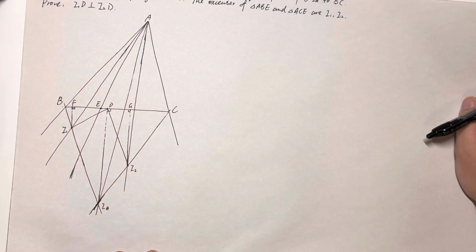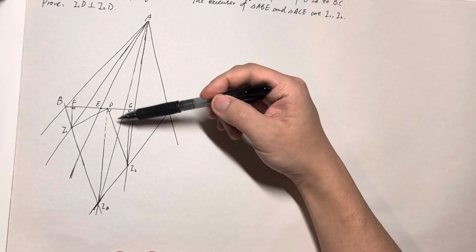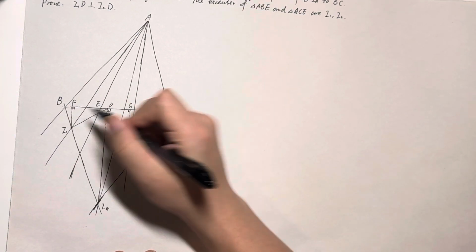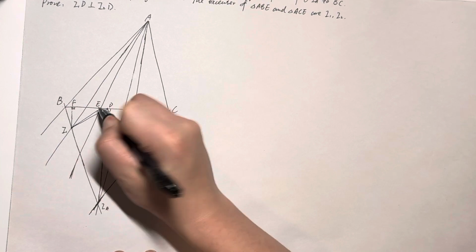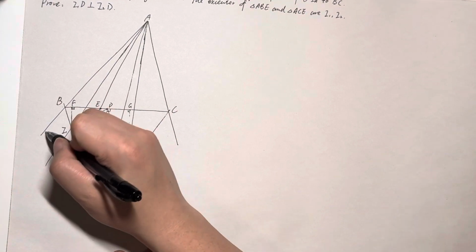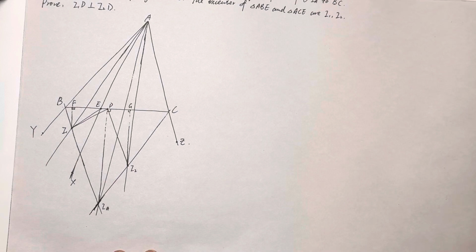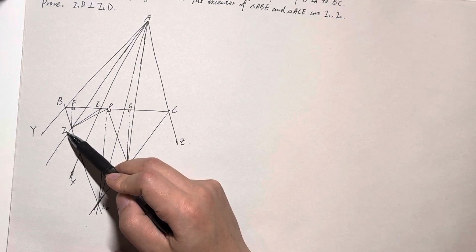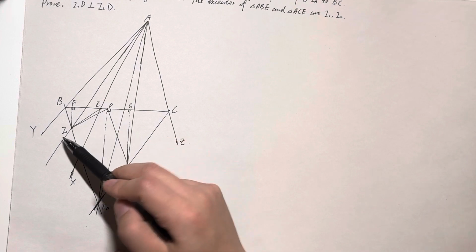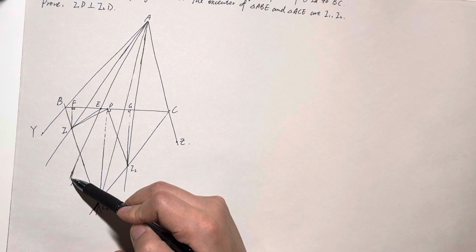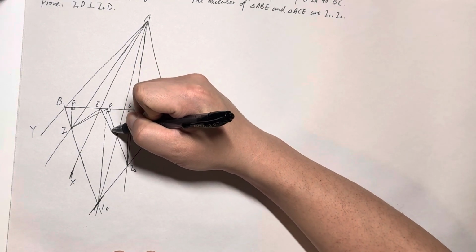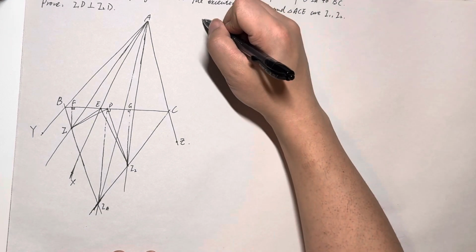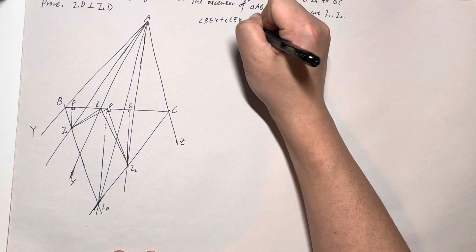So the problem is asking us to prove that I1D is perpendicular to I2D. One thing we can think of is that E is any point on BC, right? And I1E. So let's call this point X, this point Y, and this point Z, okay? So I1E is the angle bisector of angle BEX, right? Because I1 is the excenter of the triangle ABE. And I2E is the angle bisector of CEX, right? Because angle BEX plus angle CEX equals 180 degrees.